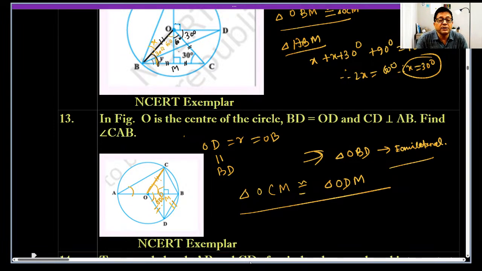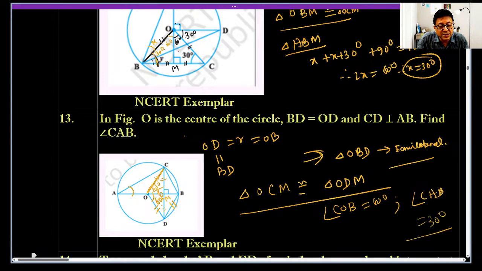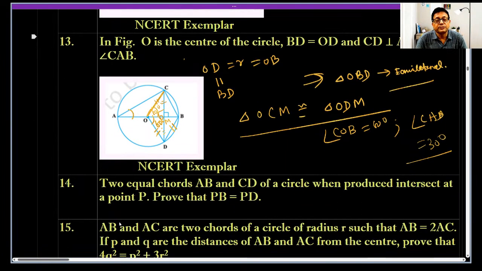If they are congruent, then it is proved. DM equal to MC. Then this is also proved that this is 60 degrees. Which one? Angle COB is 60. What about angle CAB? This is going to be 30 degrees. Is that clear? Understood?